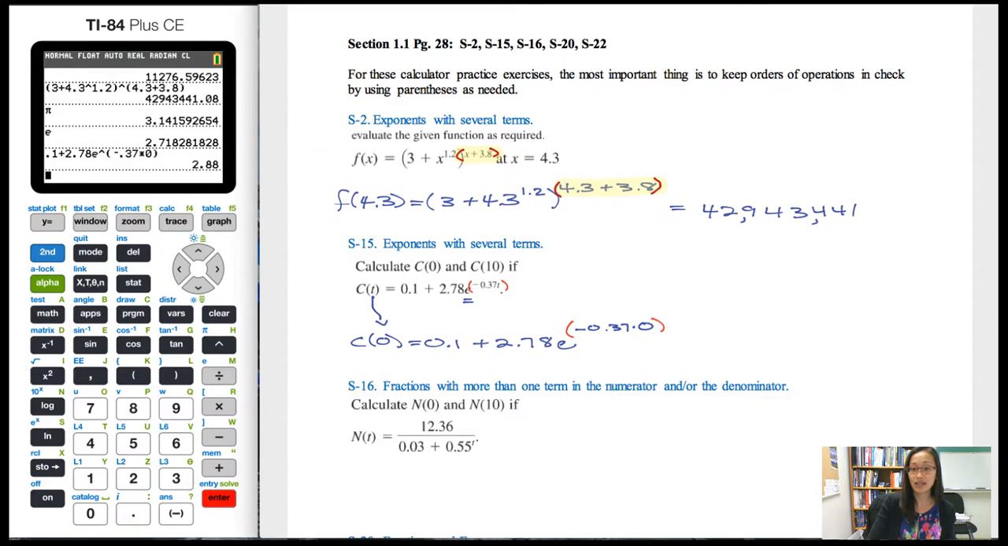2.88. Now, if you want to test it out, try it without the parentheses and see if you get the same answer, and you'll see that you won't get the same answer. So again, really important that you use the parentheses.